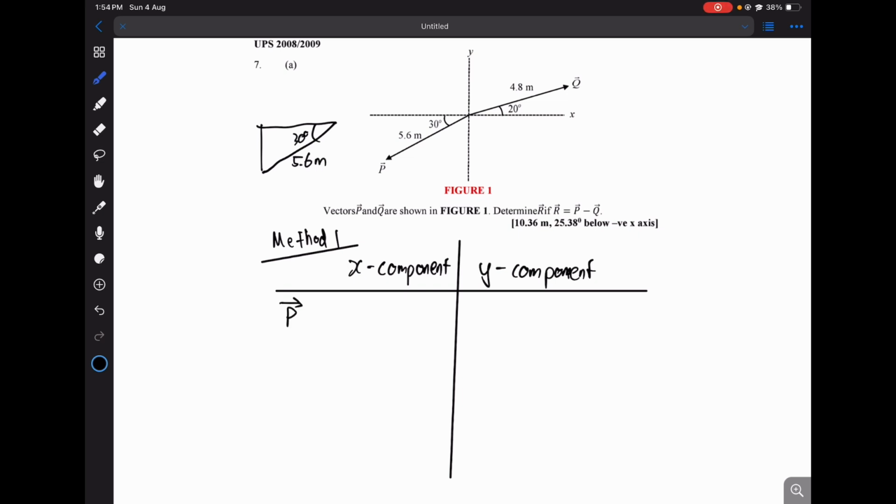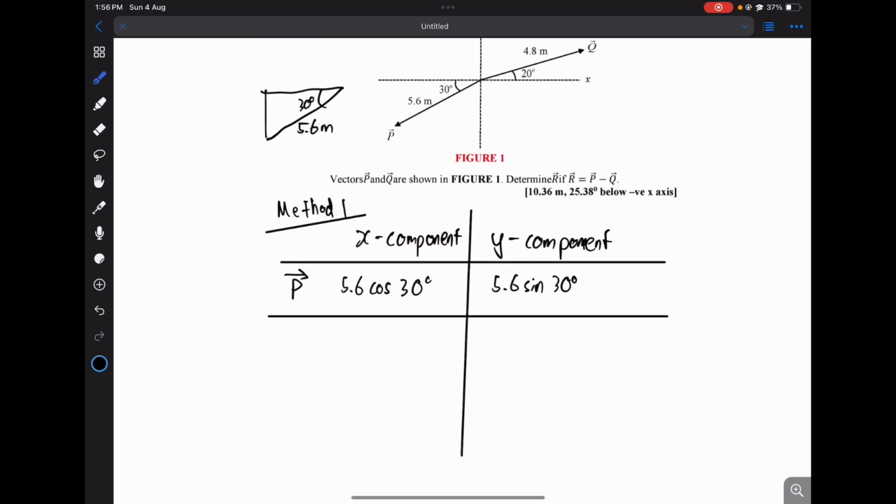So how do we find the x component? We can use the trigonometry method. 5.6 cos 30 degrees is the x component for vector P, and 5.6 sine 30 degrees is the y component for vector P. Okay, now we have the x component and y component for vector P.